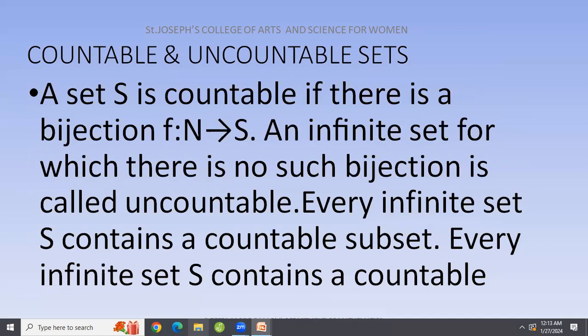Every infinite set has a countable subset. Some properties of countable and uncountable sets: any subset of a countable set is countable. Countable union of countable sets is countable. Set of polynomials with integer coefficients is countable. Finite product of countable sets is countable. If A is uncountable and B is countable, then A minus B is uncountable. Superset of an uncountable set is uncountable.